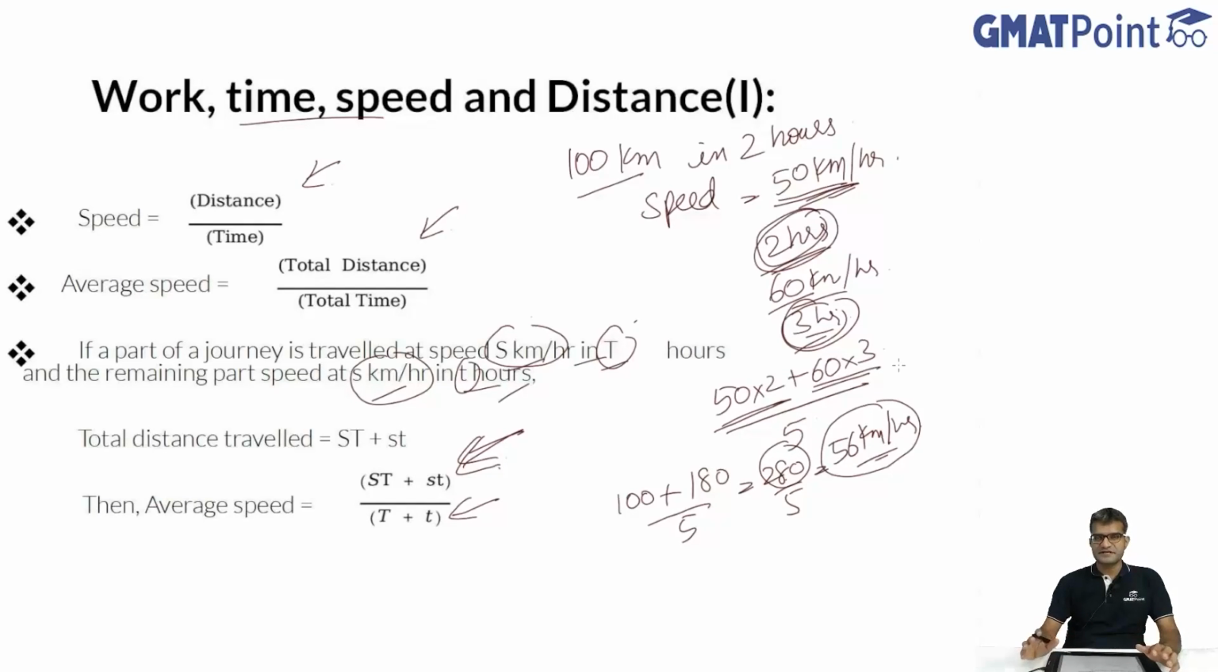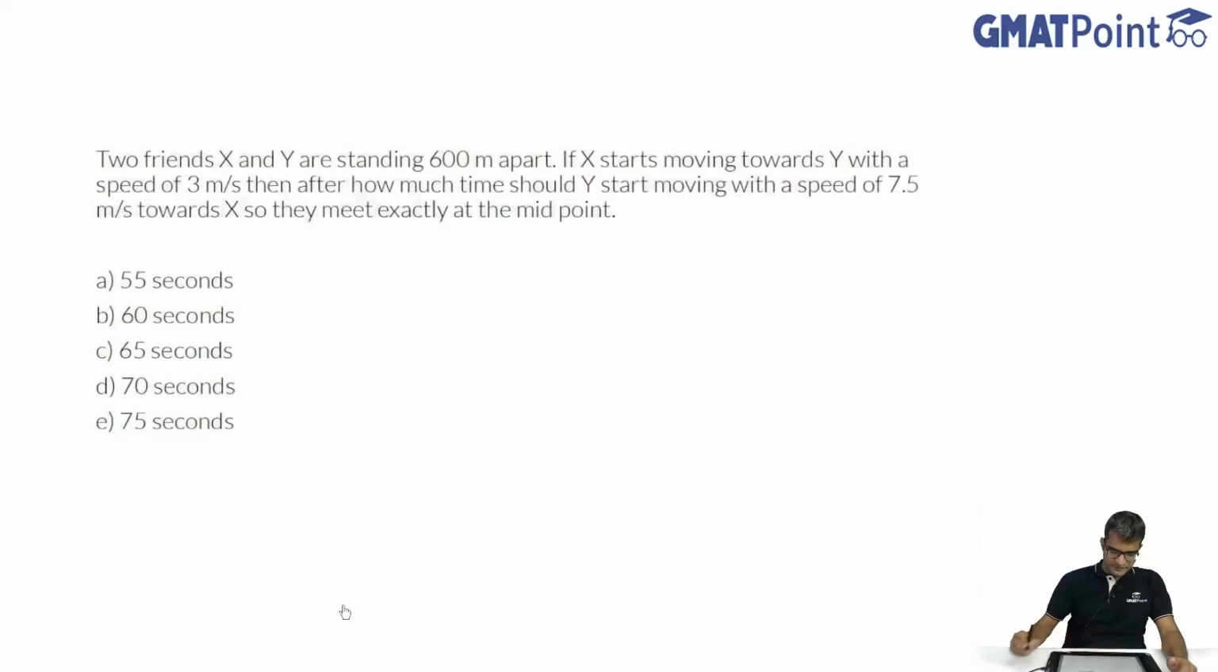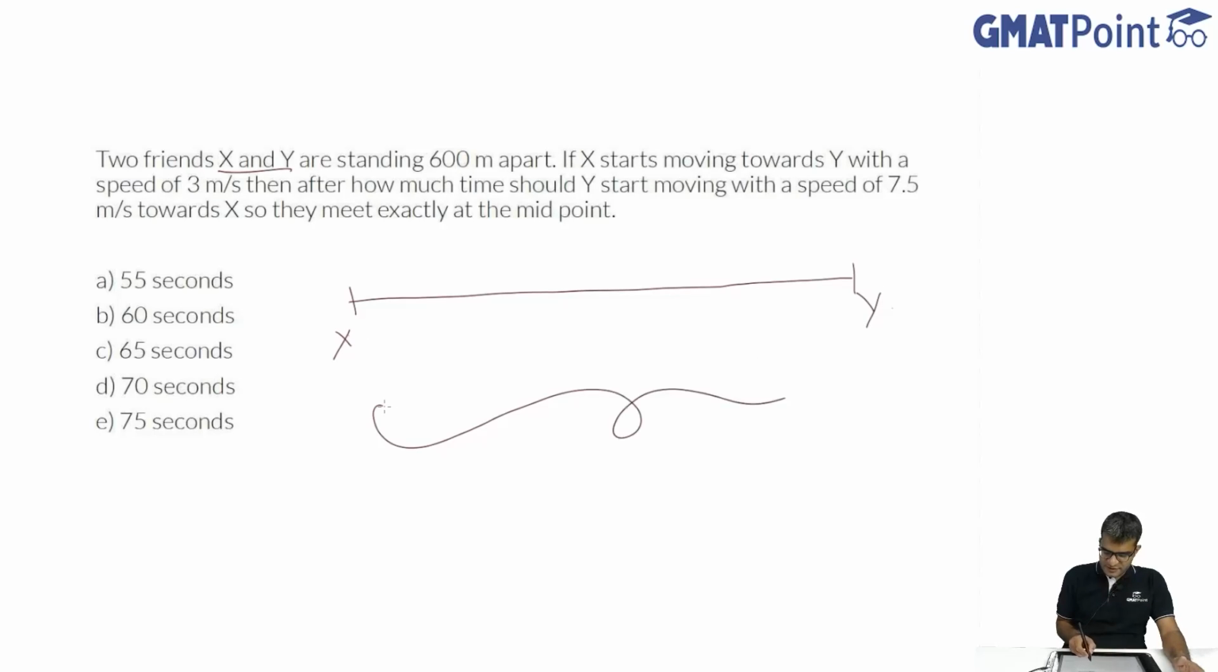Let us solve one question in time, speed and distance so that we understand the concept better. Here we are told that there are two friends X and Y. They are standing 600 meters apart. So let us assume that this is where both of them are standing. This is X and this is Y. The distance between both of them is 600 meters. X starts moving towards Y with a speed of 3 meters per second. So X is moving towards Y at 3 meters per second. After how much time should Y start moving towards X with a speed of 7.5 meters per second so that they meet exactly at the midpoint?